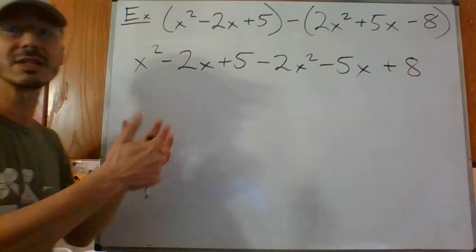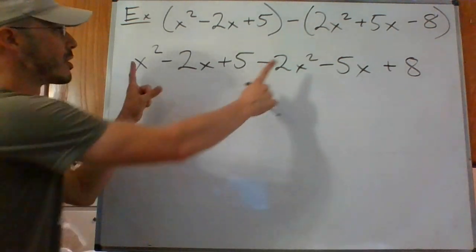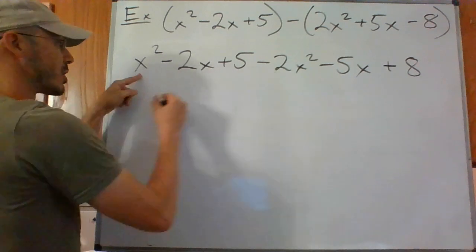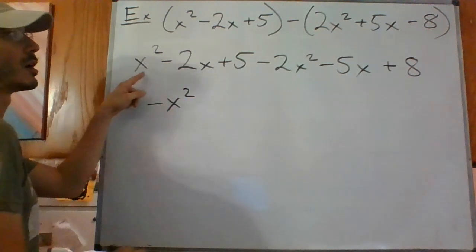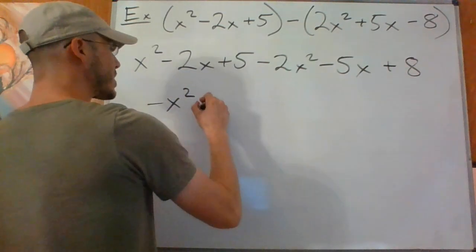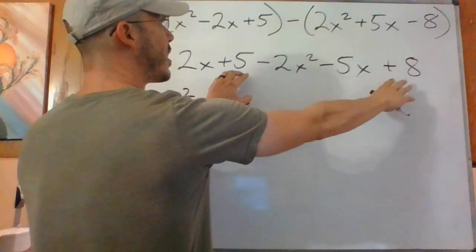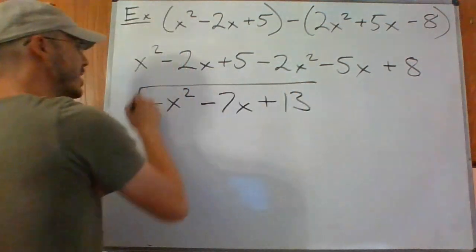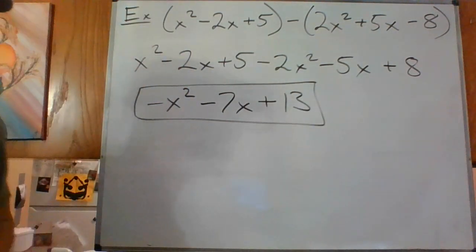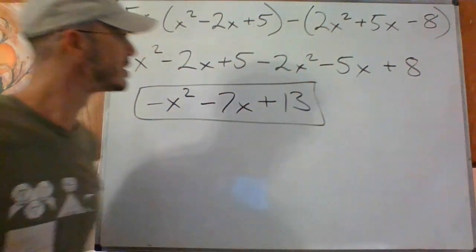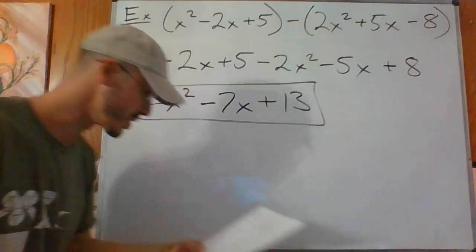And now the rest of it is combining like terms, like we did before. There are two x squared terms, so x squared minus 2x squared is negative x squared. Two x terms, minus 2x minus 5x is minus 7x, and 5 plus 8 is plus 13. And that's the simplified, that's the difference of these two. Difference means subtract.